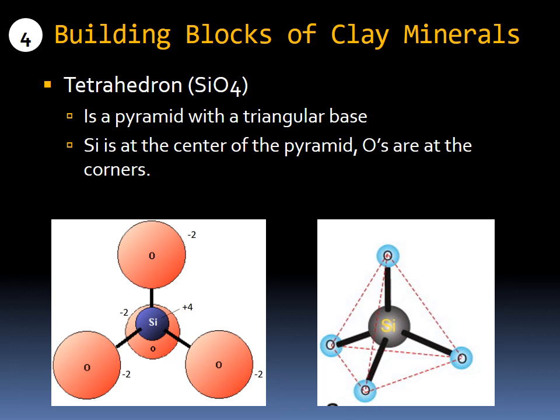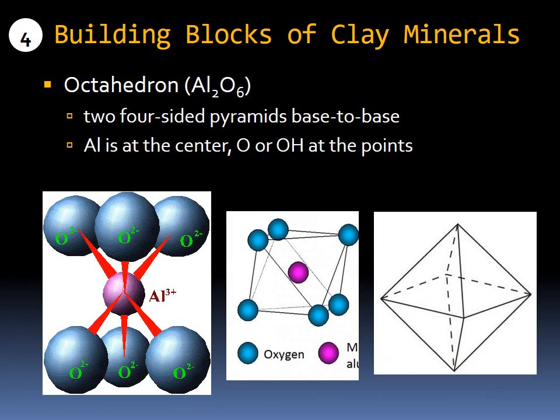Now, why four oxygen atoms? It's because silicon is 4+, and therefore to satisfy it you need four oxygen atoms. Silicon is positive and oxygen is negative, and that's why they bind together to form a tetrahedron. So a tetrahedron in a simple way looks like a pyramid, and it consists of silicon at the center and four oxygen atoms. The second building block of clay is the octahedron.